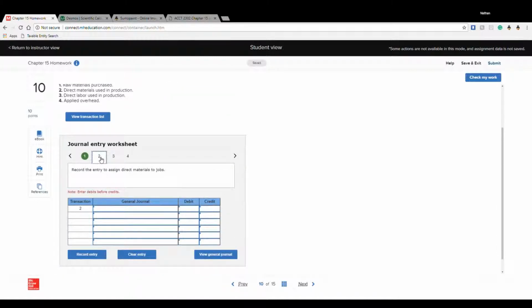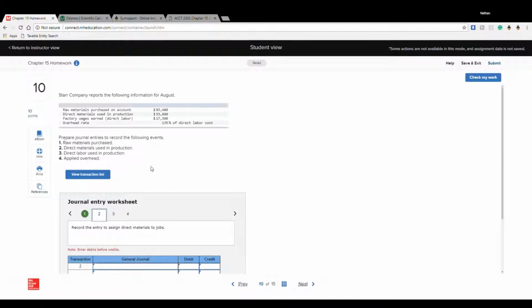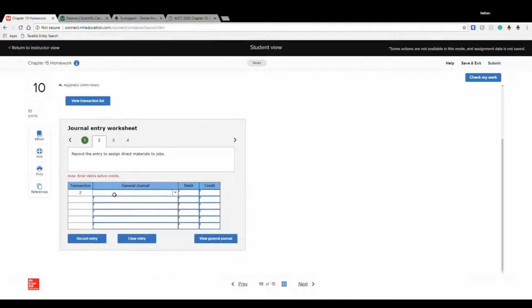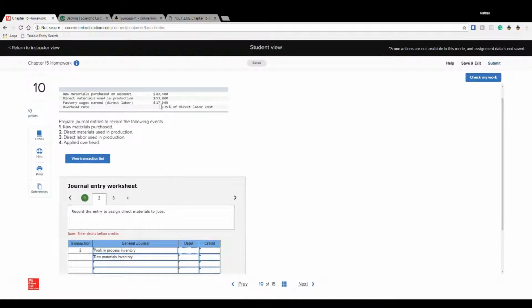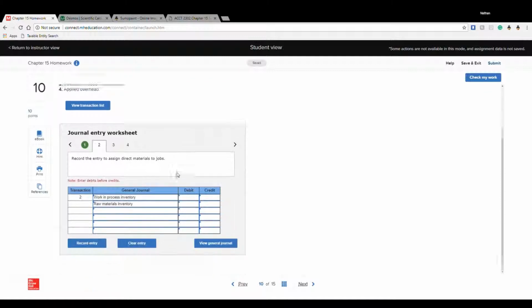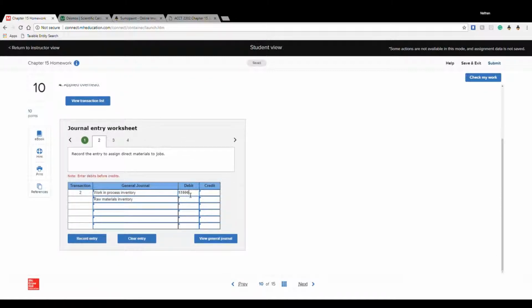Let's move on to number 2. Number 2 says record the entry to assign direct materials to jobs. Okay. So direct materials used in production. Well, again, it is direct, so that has to be work in process. And of course, we credit raw materials. That's where it's coming from. It's basically, again, another inventory to an inventory account. So let's see, it was 53,800 that went over. So 53,800. Alright.